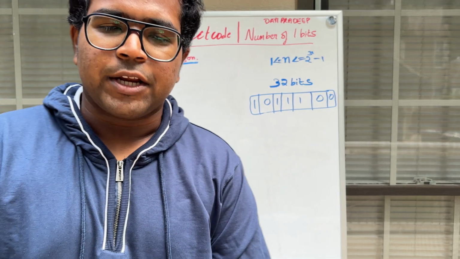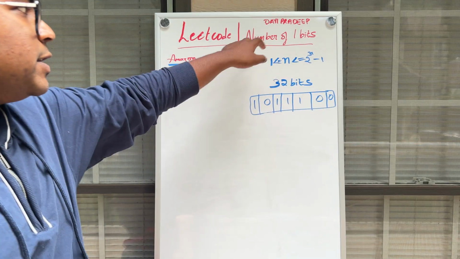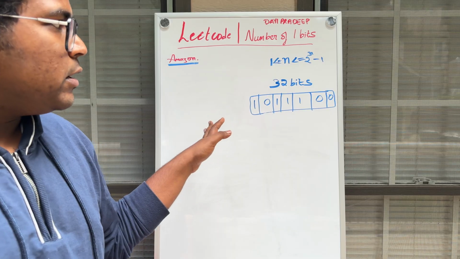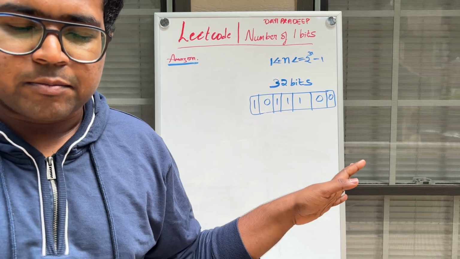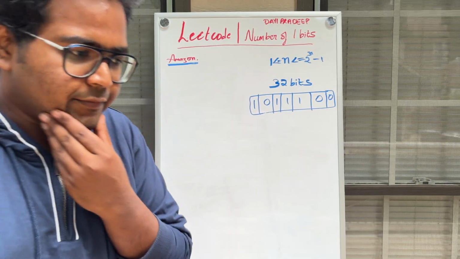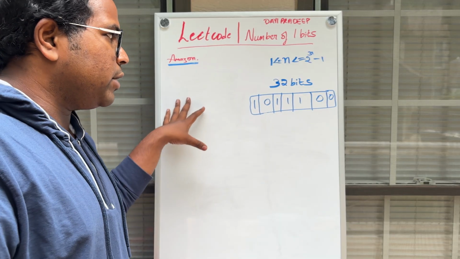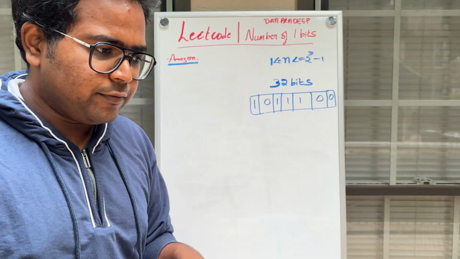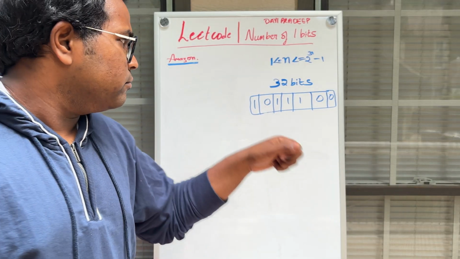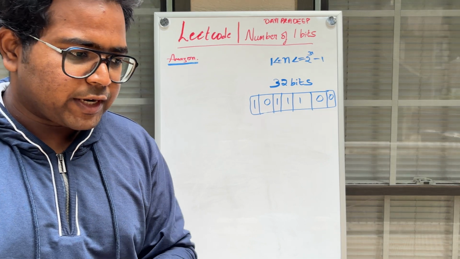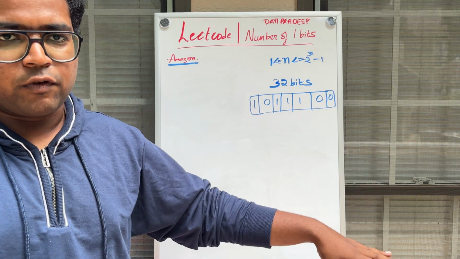Today we're gonna solve the LeetCode question Number of 1 Bits, which was previously asked in Amazon. Let me explain the problem description. They're going to give us an input n, which is an integer. We need to find out the number of ones when it is represented in binary form.